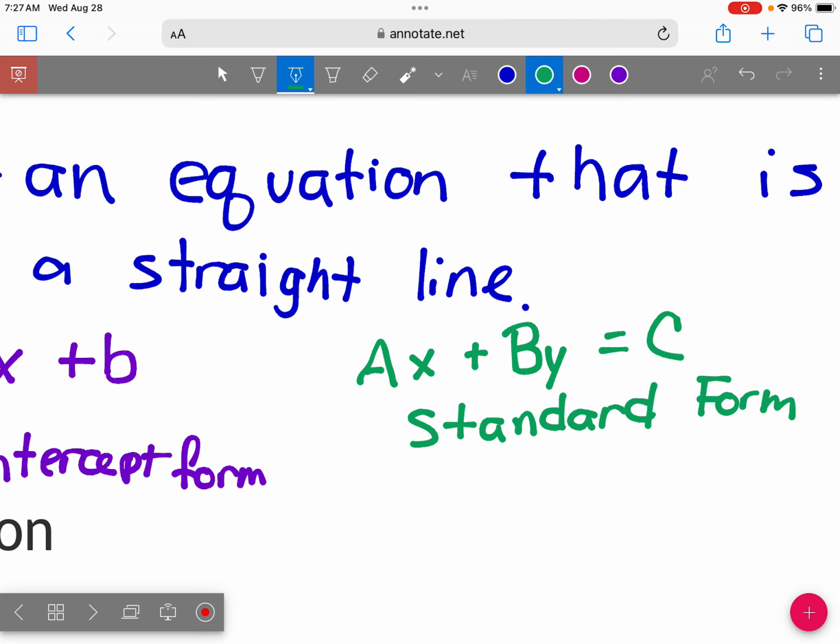So they both have x's and y's. We can either have x and y on opposite sides of the equal sign, or we can have x and y on the same side of the equal sign. That's okay. What's really important is neither x nor y is in a denominator, and nobody's got an exponent. X and y do not have exponents that are other than 1.